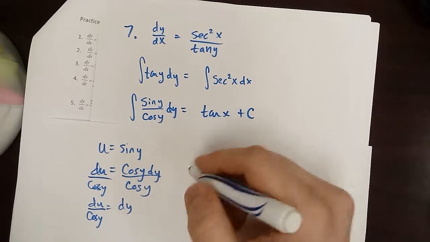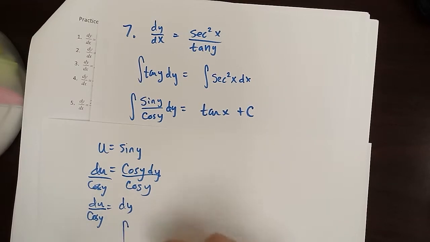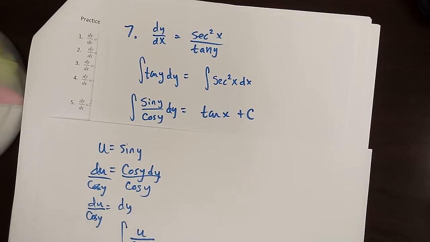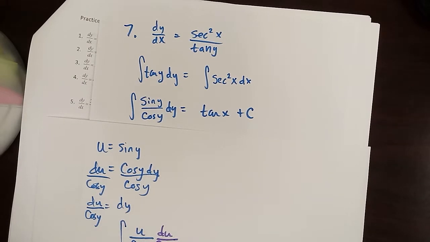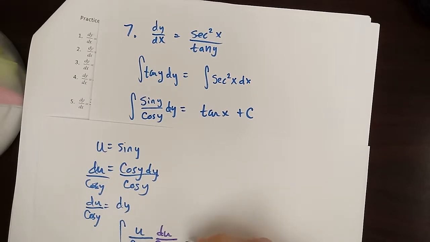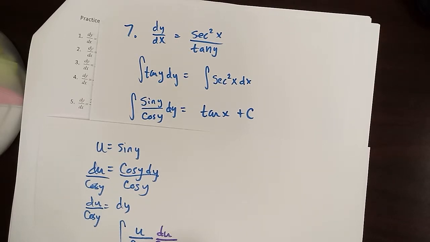My goal with u substitution is a lot of cancellation. So right now when I do this, I get u over cosine y, and then instead of writing dy, I'm going to write du over cosine y. Guys, that doesn't cancel. Instead, I now have u du over cosine squared y.